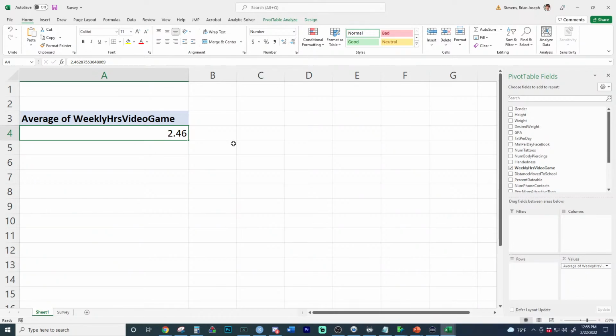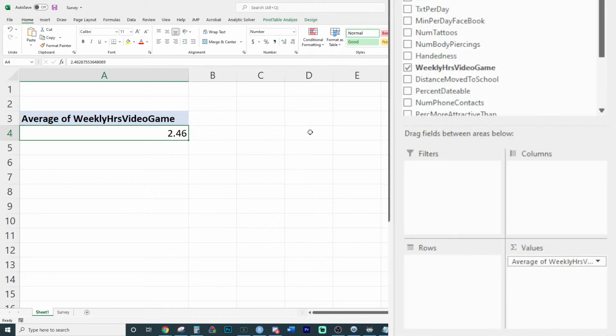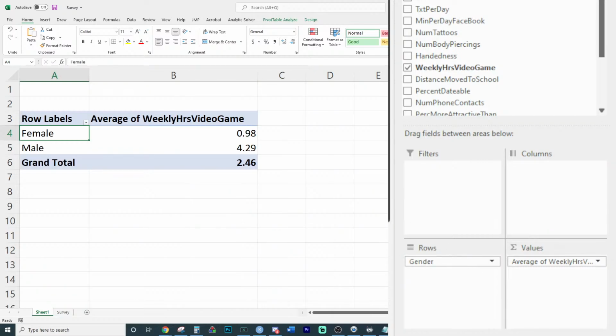Let's divide by other variables and choose something like gender. We're going to just put gender in either the rows or the columns. It doesn't matter. We'll just pick one. So now you can see, on average, the males right here are playing more video games than females. And so maybe there's another variable.